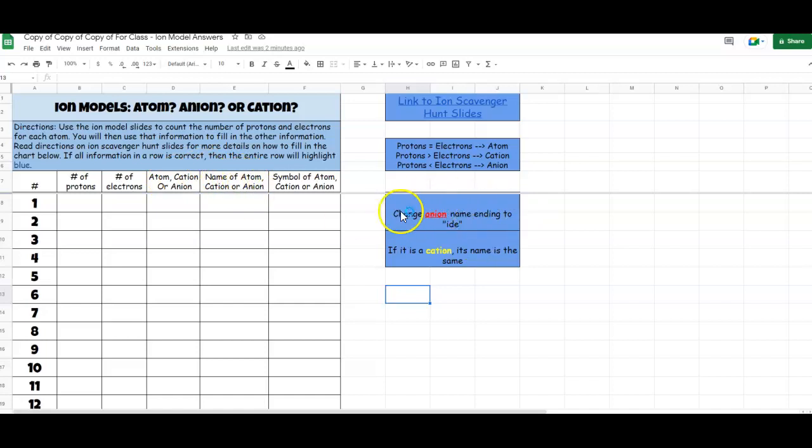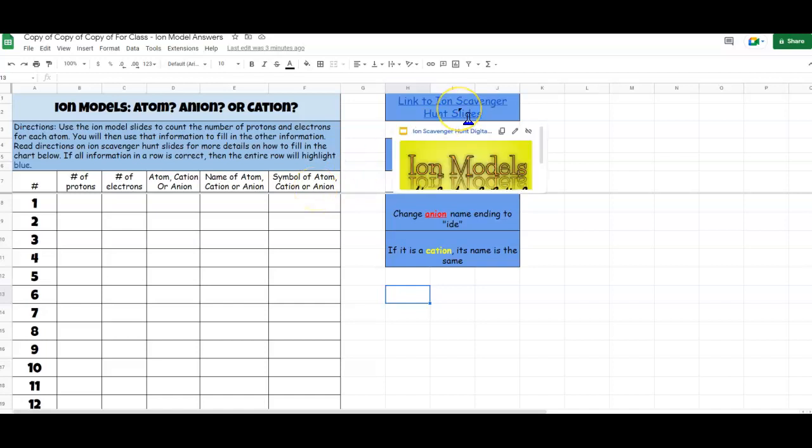use these rules. If it's an atom, it's just its name. If it's an anion, meaning it has more electrons than protons, then you're going to change the ending of the name to IDE. I will give you an example. If it's a cation, it's just its name. If it's an atom, remember, it's just its name. And then you're going to write the symbol of the atom, the cation, or the anion. So again, I'm going to go over examples.